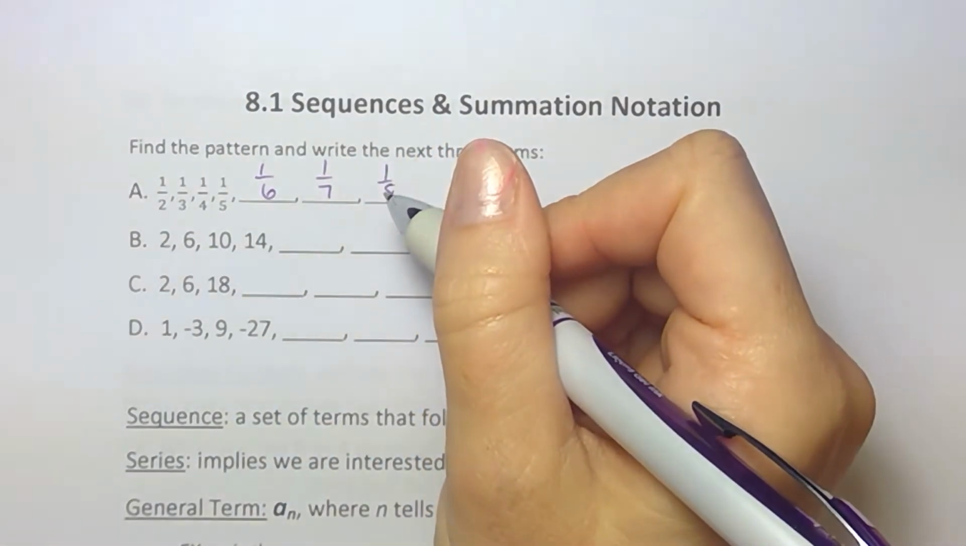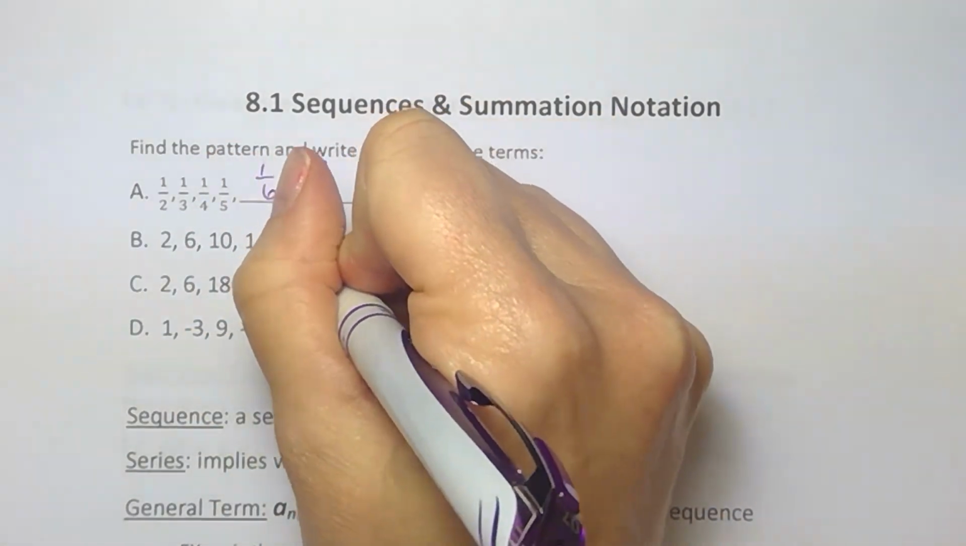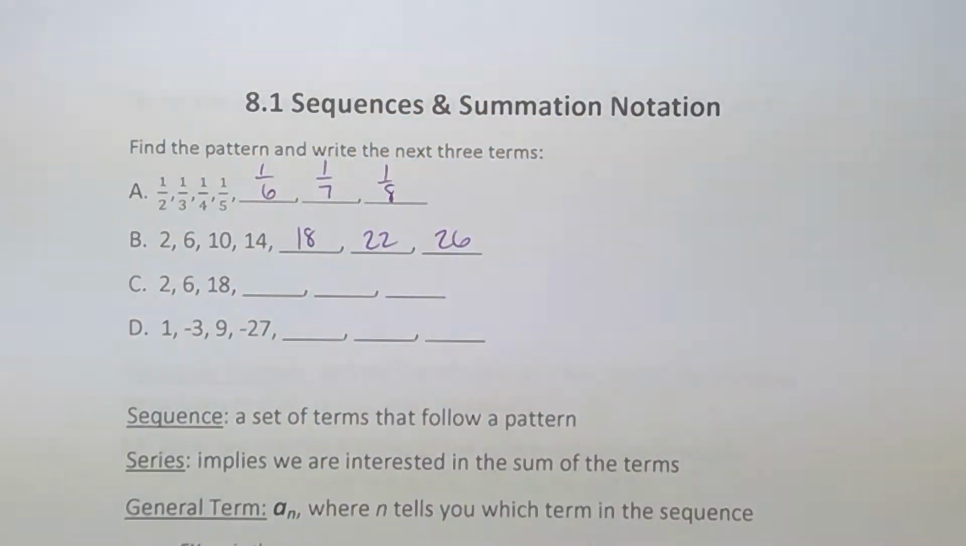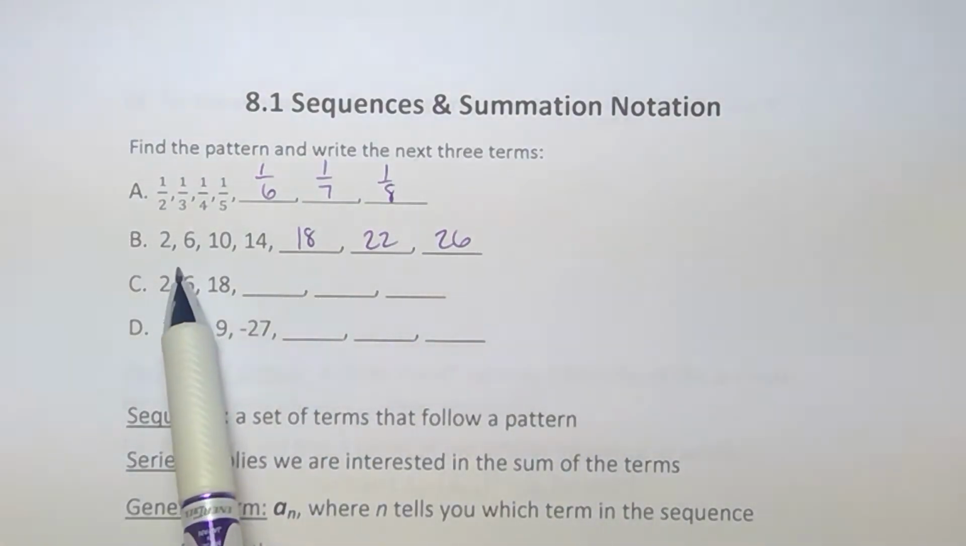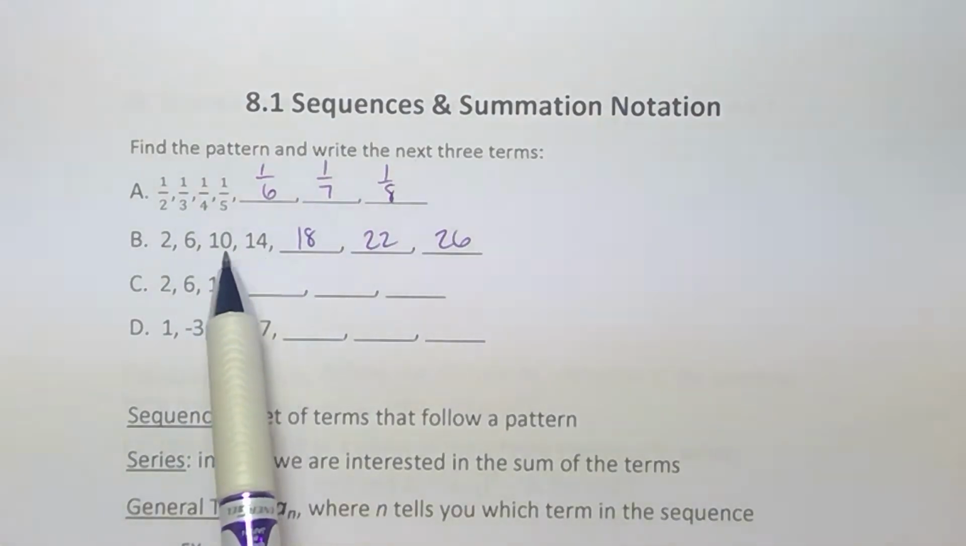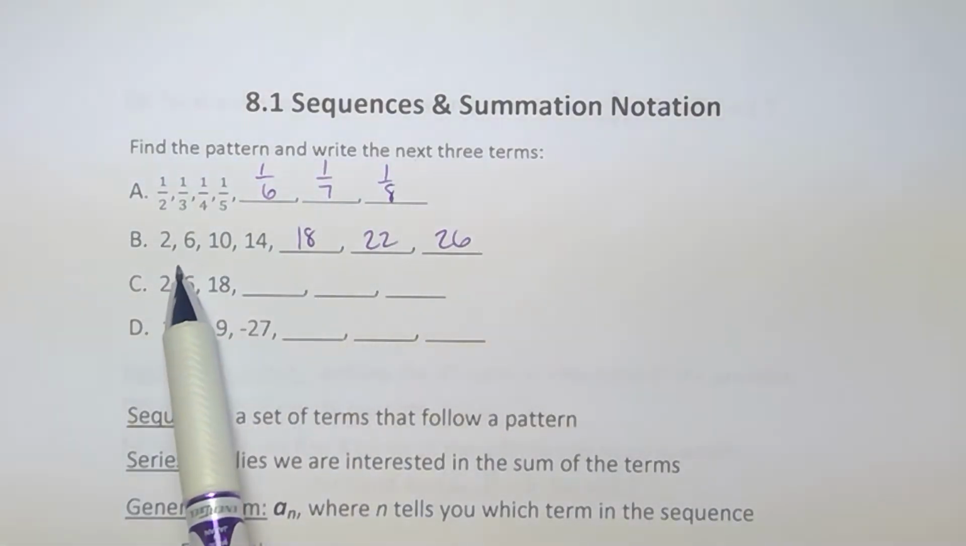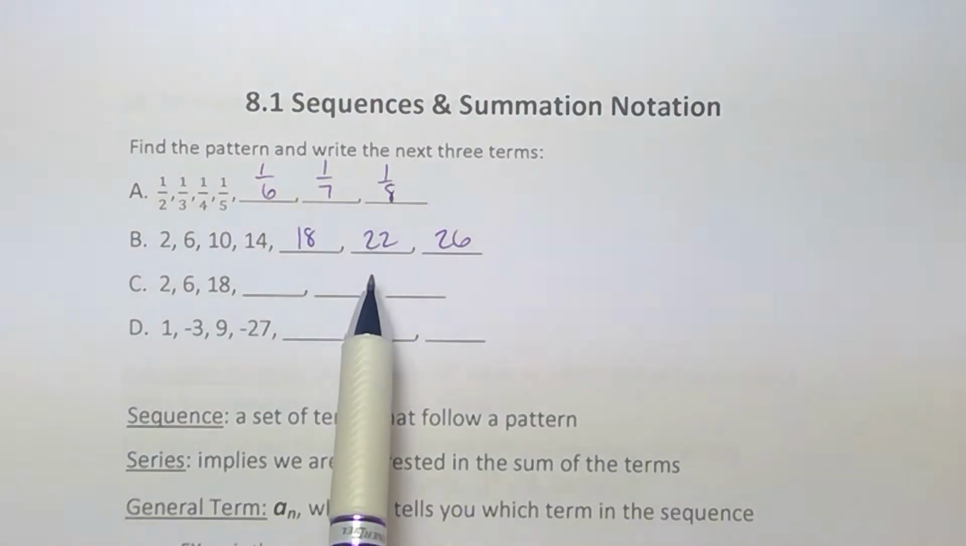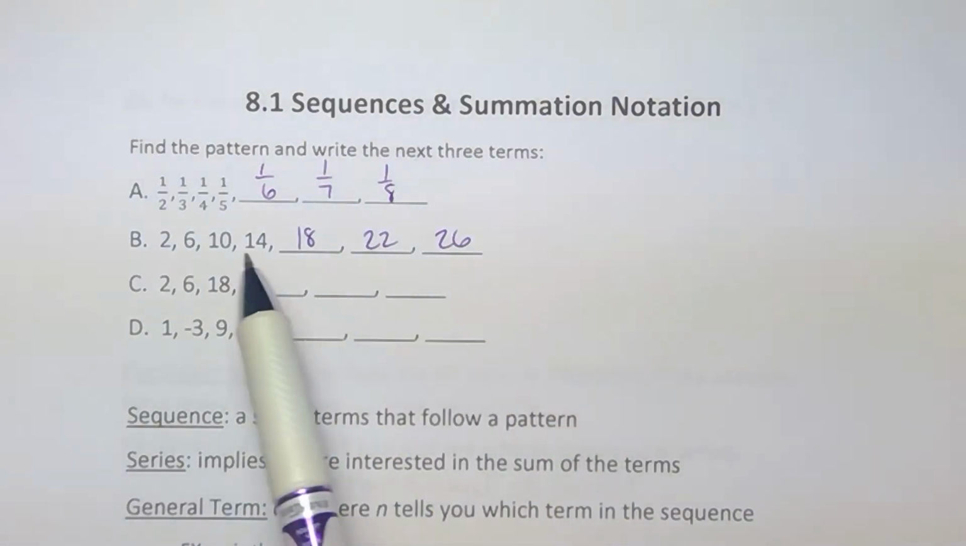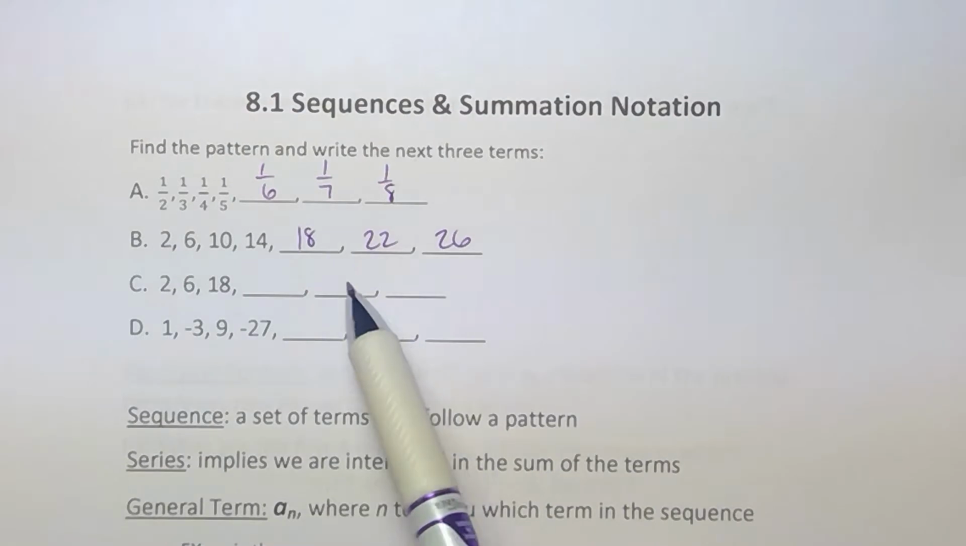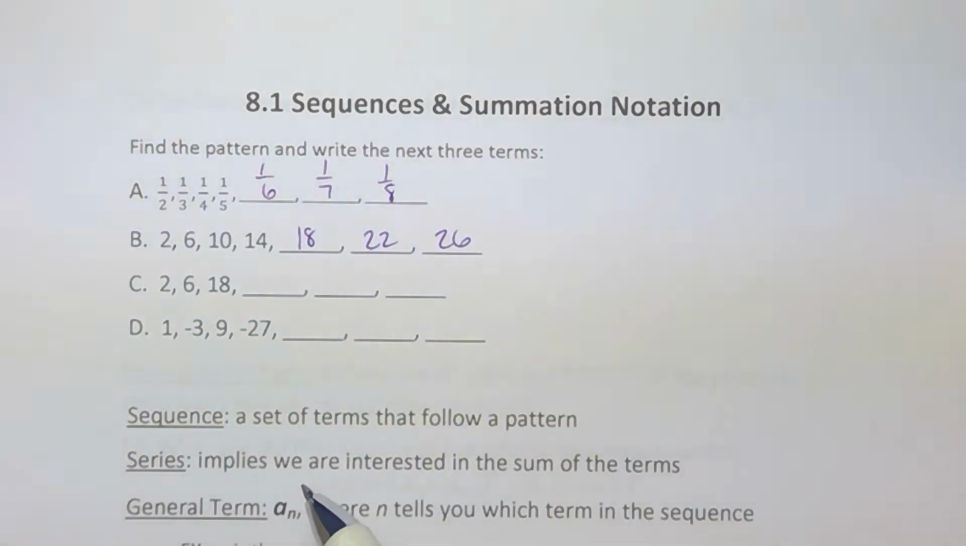Well, the next one, those next 3 terms would be 18, 22, and 26. How did we get those? Well, hopefully you notice that to get from one term to the next, I'm adding 4 each time. So this one is increasing, and it's increasing by a set amount. In fact, there's a common difference between each consecutive term. What about C? C just has 3 terms given. Can you tell what you're doing to get from one term to the next on C?